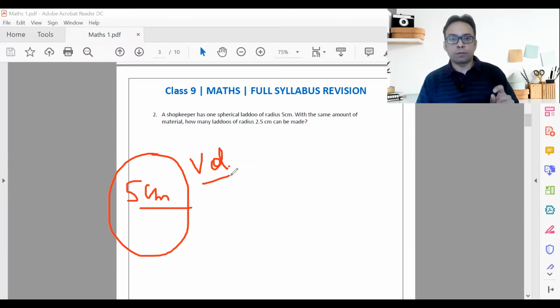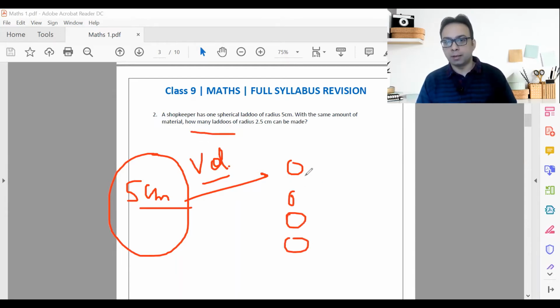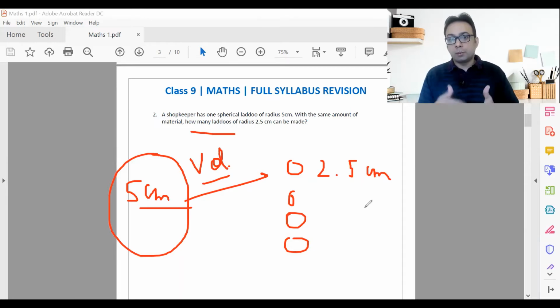How many laddus of radius 2.5 centimeter can be made? So you are basically converting a bigger laddu into some smaller laddus. Let's say 1, 2, 3. We don't know how many because we are asked how many laddus can be made. This is radius 2.5 centimeter. A very important concept here once again, if we're talking about volume, volume will remain the same. So whatever is the volume of the bigger laddu will be exactly equal to the volume of the smaller laddus, but we don't know how many.